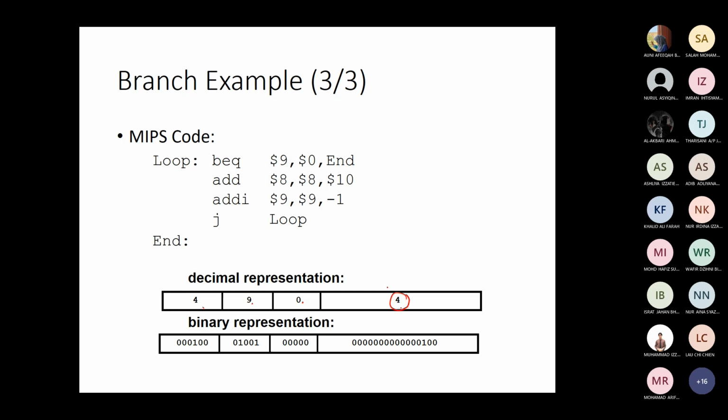We decode it into the binary representation of the instruction. You will have the 6 bits of 000100, and then a 5-bit field for register 9, 01001, and then 00000 for register 0. And then the 4 here, we have a 16-bit sign extension of 4. So this is your branch machine code.